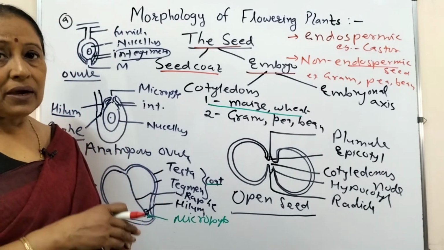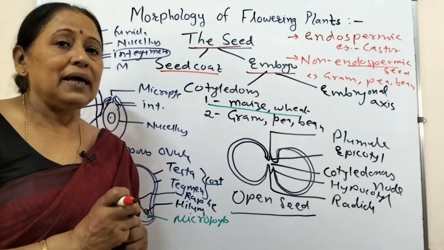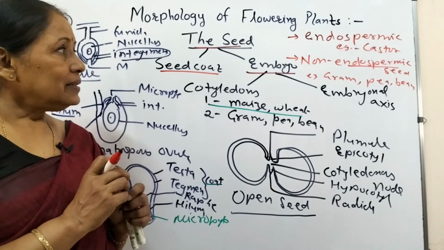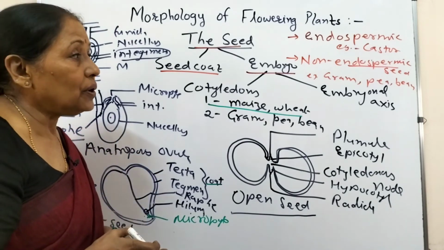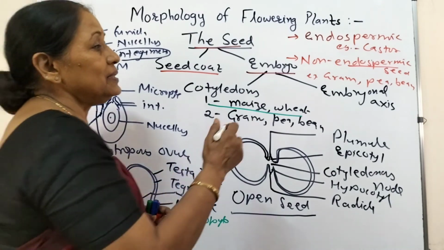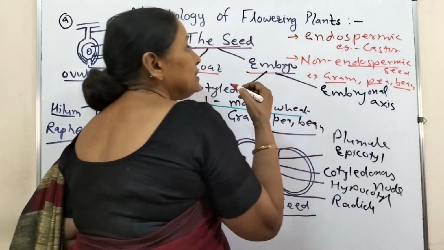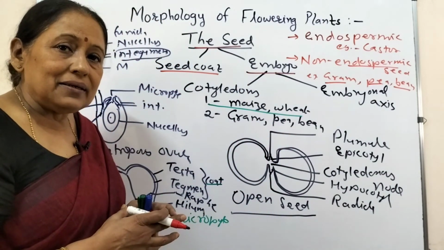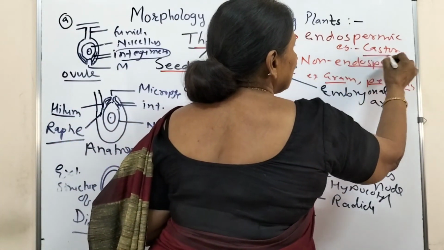is formed. Now in some seeds, this endosperm gets utilized by the growing seed, the growing embryo. In that case, the seed will not have the endosperm and it is called non-endospermic, as in case of gram, pea and bean. Whereas in some seeds, there is so much of endosperm that it remains. So this example is castor.